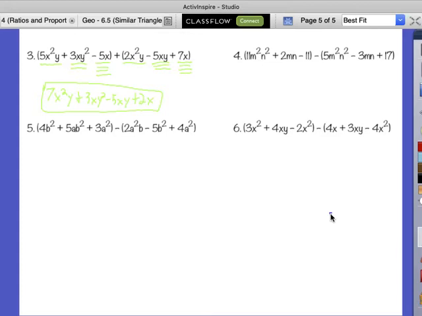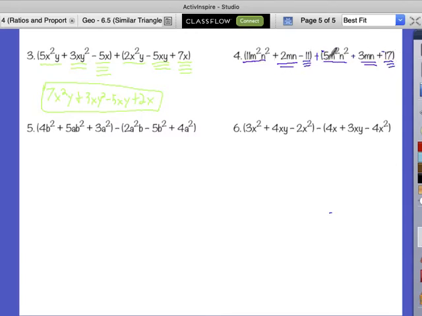So if we look at number 4, the one that comes first here is 11m²n² and negative 5m²n². But what do I actually want to do first? Change the subtraction to addition. As soon as I notice we're subtracting, I want to change that. Positive becomes a negative, negative becomes a positive. That's going to help me out so much later. Next will come the mn's, and then last will come those constants.